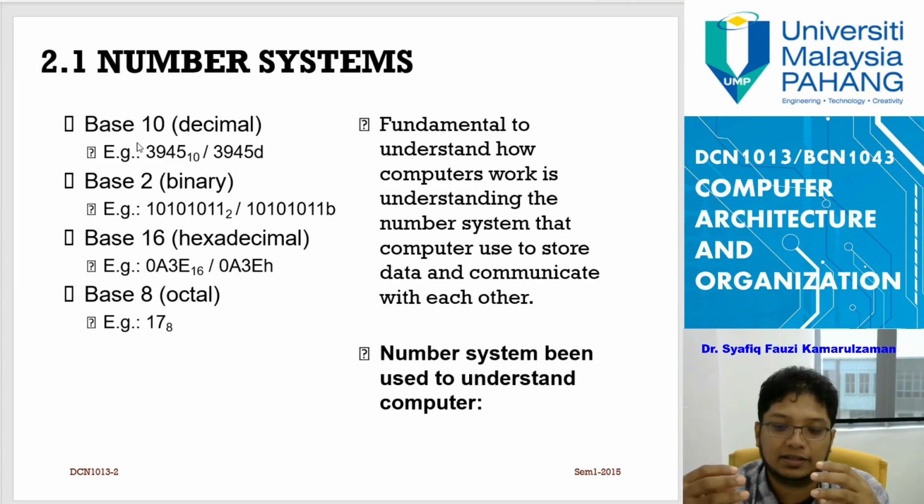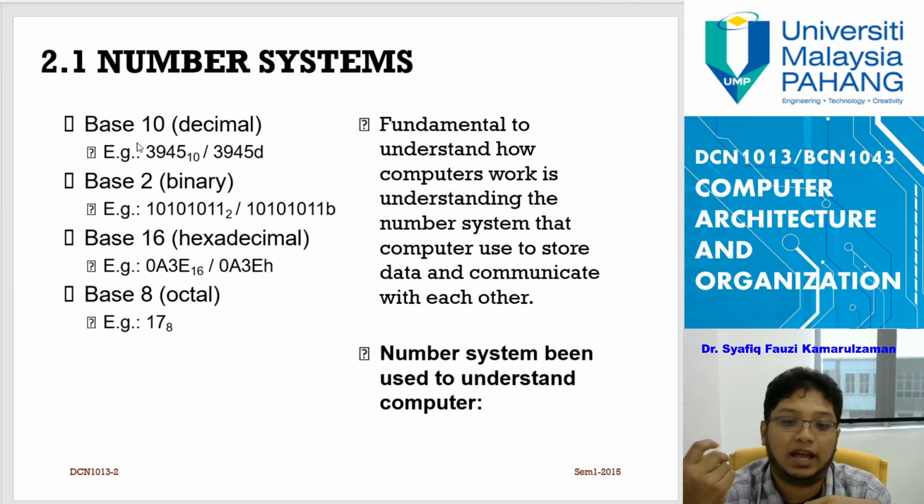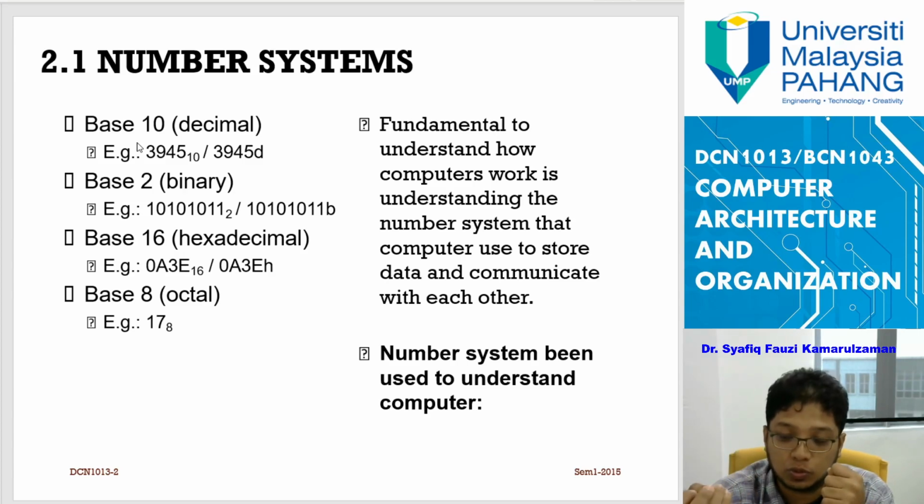So for binary, instead of having 10 digits, we only have 2 digits, which are 0 and 1. So firstly, when you have 0 and you have 1, and you want to go to 2, the 1 will revert back to 0, and it will increment on the left as 1.